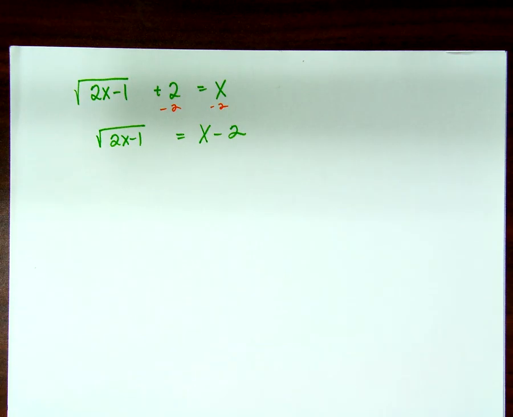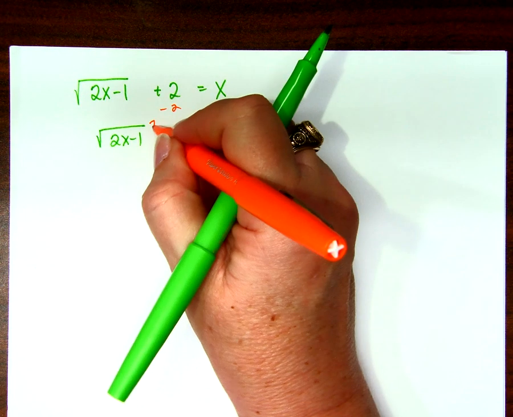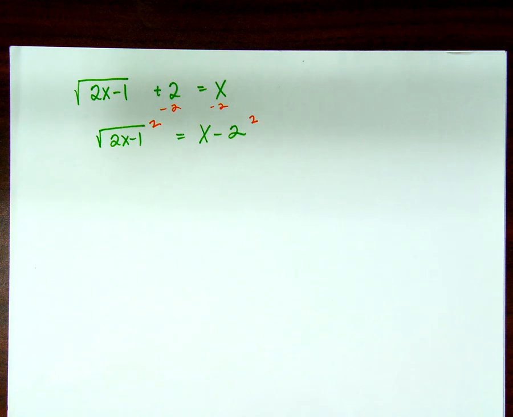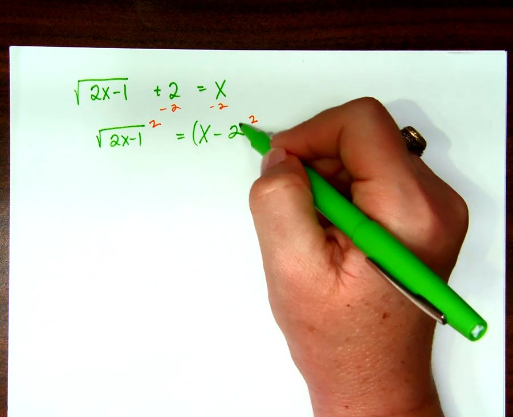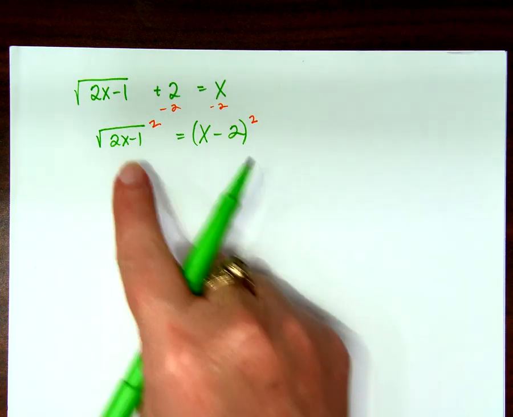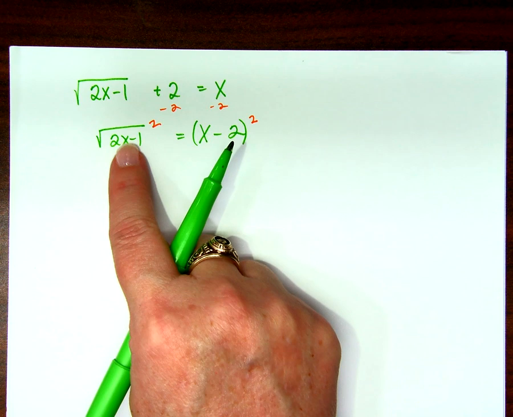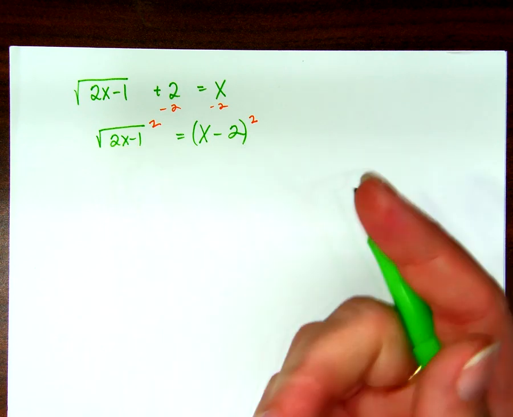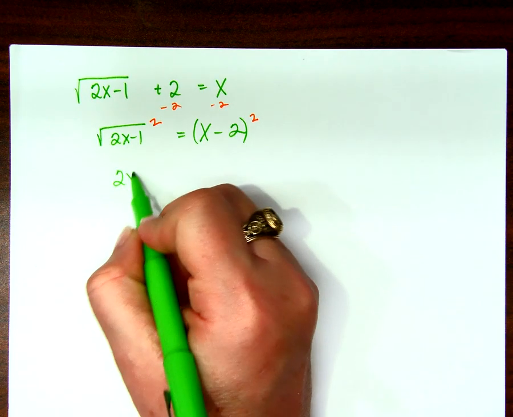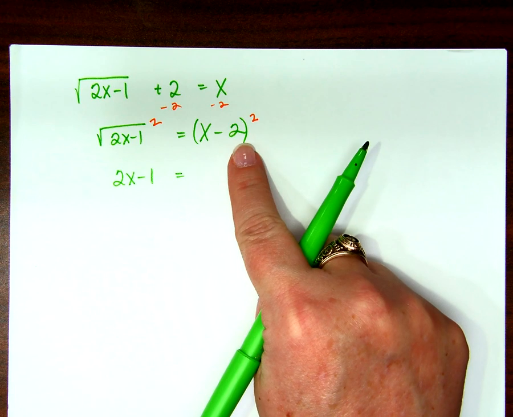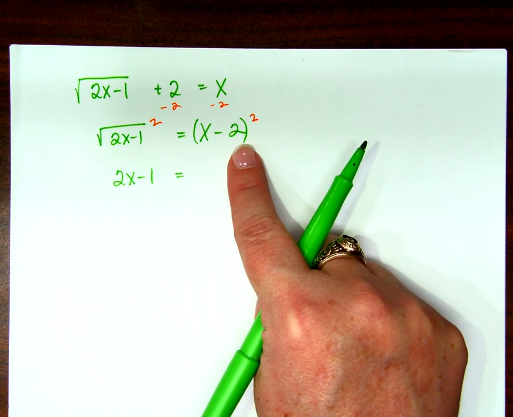How do I get rid of the square root? How do I undo a square root? I was saying the answer. Good. So square this side, right? The whole side. Okay, so what do I get if I square a square root of something? I just get the something, right? So I have 2x minus 1. What do I get on the right-hand side? That's what I was afraid you would say.